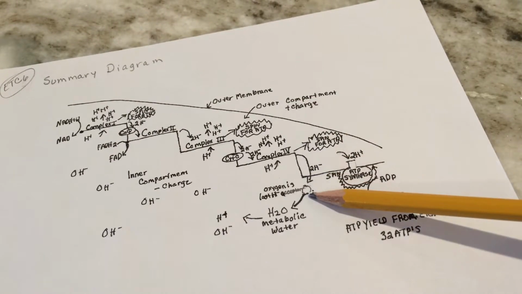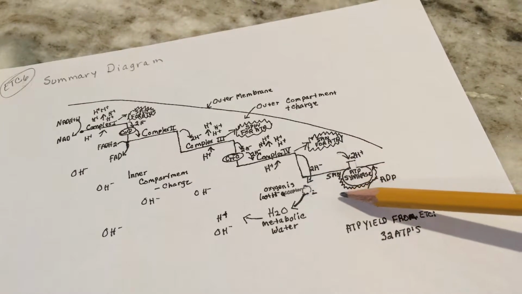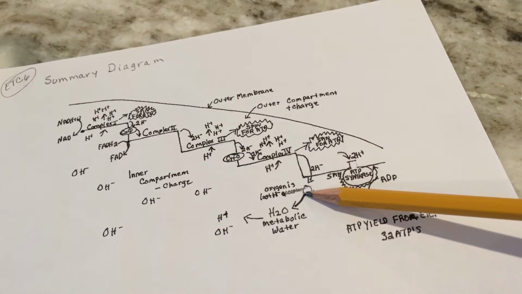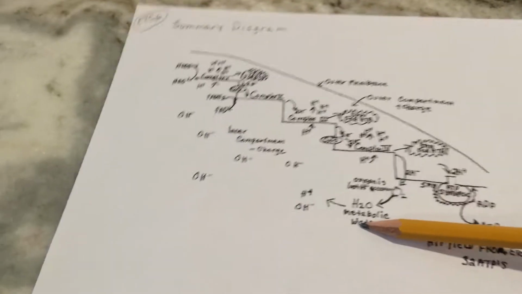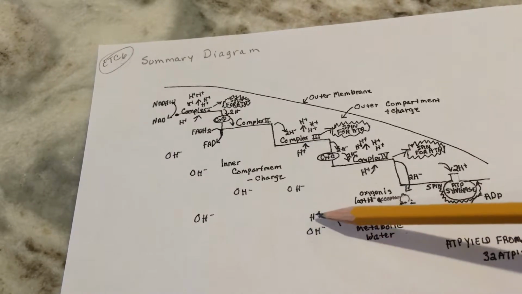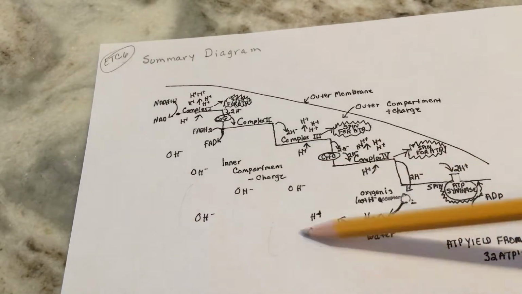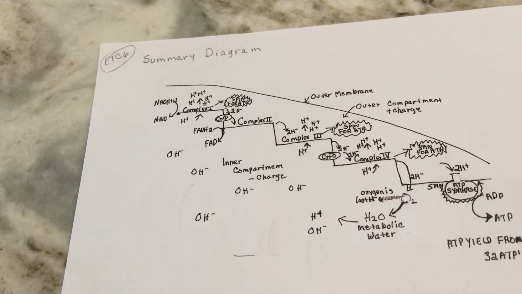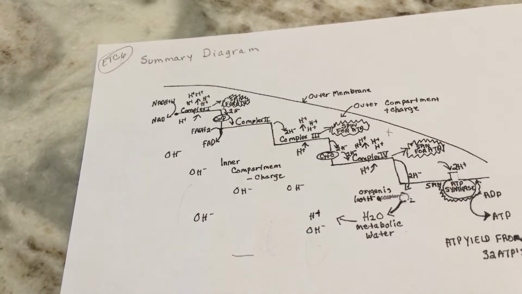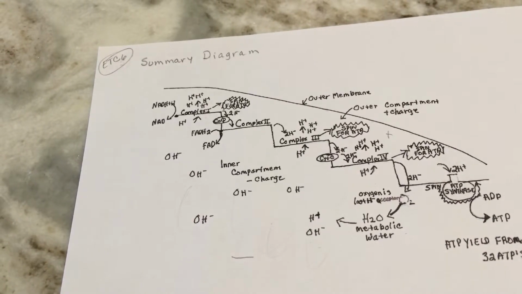Now, the last electron acceptor is oxygen. These protons that come through the ATP synthase also join with oxygen and make metabolic water. Then that metabolic water, remember, gets split up into hydrogen protons and the hydroxyl ions. The hydroxyl ions give us our negative charge. The protons that are pumped out give us our positive charge. And this flow of protons that generates the ATP is called chemiosmosis.